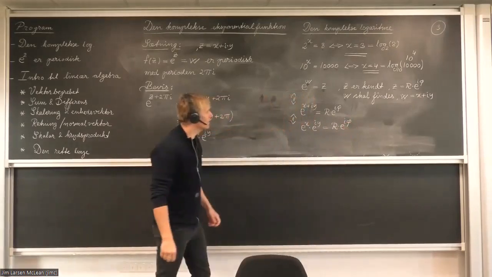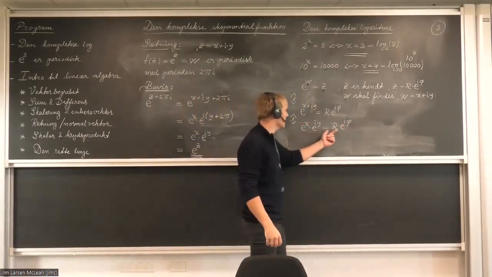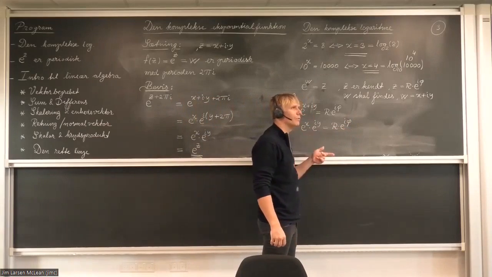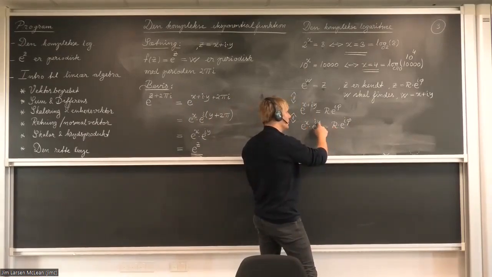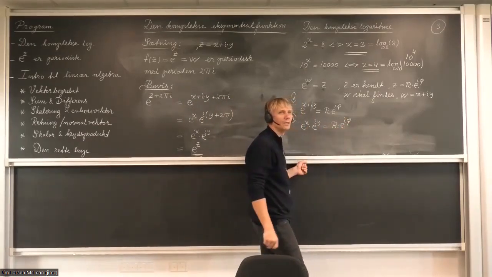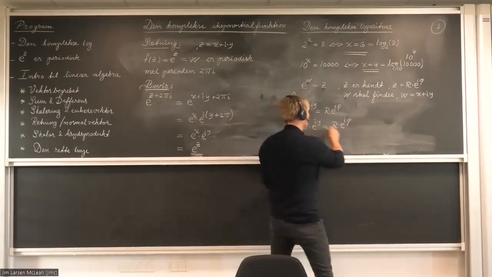And then you'll argue, as we usually do, two complex numbers can only be equal if they have the same modulus and the same argument, up to an integer multiple of 2 pi. This means that e to the power of x must yield r, and that means y has to give phi plus 2 pi k. So this gives rise to two equations.